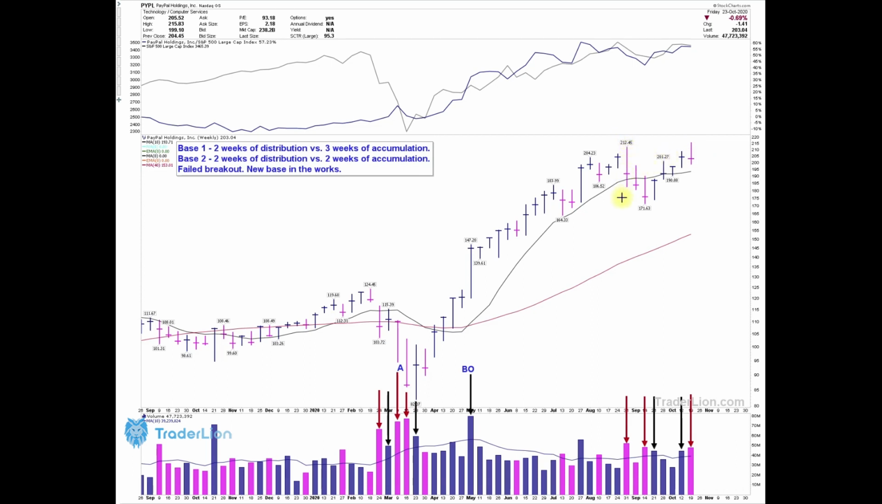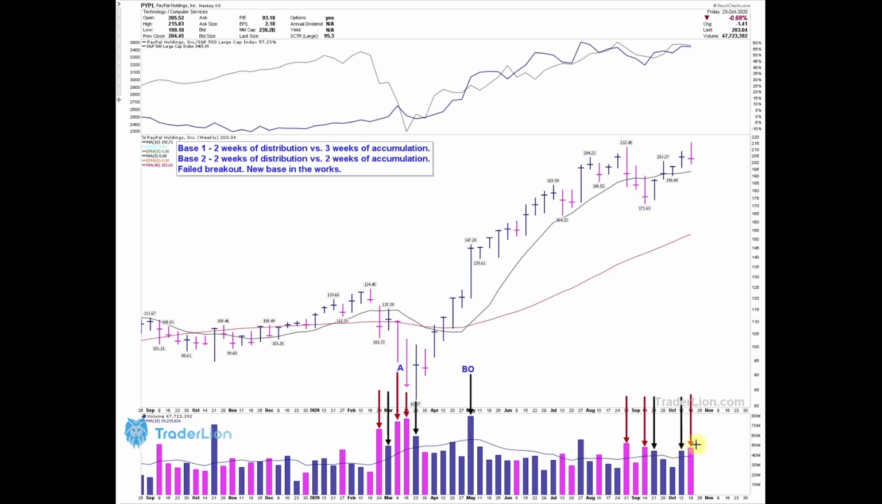Our first week down comes on above average volume. So again, here's our first week of distribution. We're not going to look at this week because it's below average. Here's our second week on above average down volume. Again, this is a clear week of distribution. We closed down much closer to lows than highs and clearly in the lower half of its range.